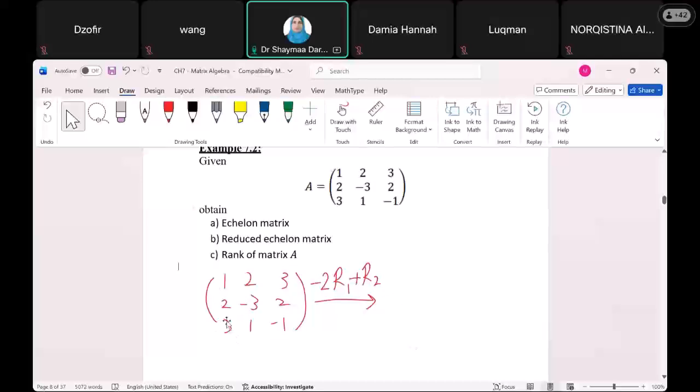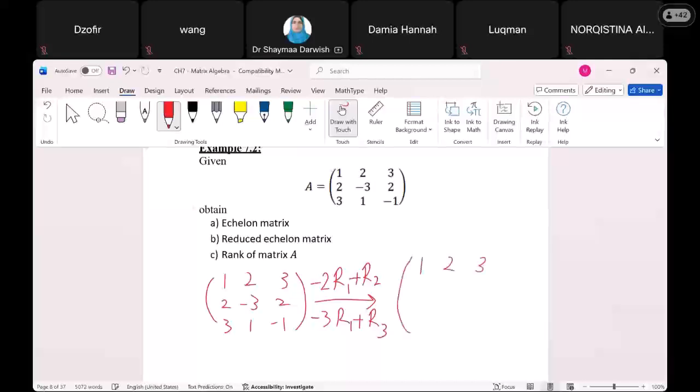Same here, to convert 3 to 0, I will multiply the first row by minus 3, R1, adding to R3. So what I have: 1, 2, 3. Okay. Now I'm multiplying the first row by minus 2. So minus 2 plus 2 is 0. Minus 2 times 2 is minus 4. Minus 4 minus 3 is minus 7.